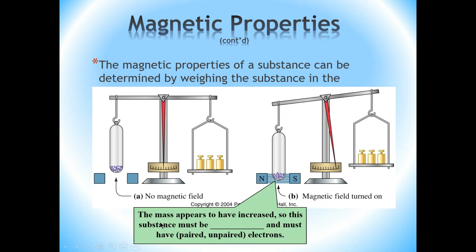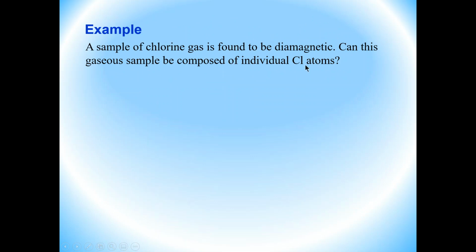So it turns out that the mass may have increased, or appears to have increased, because the substance in this case would be paramagnetic, right? Because it will have unpaired electrons, all right? Anything that has unpaired electrons is paramagnetic, right? So that's basically how that is determined. So we can use that idea to answer this question.